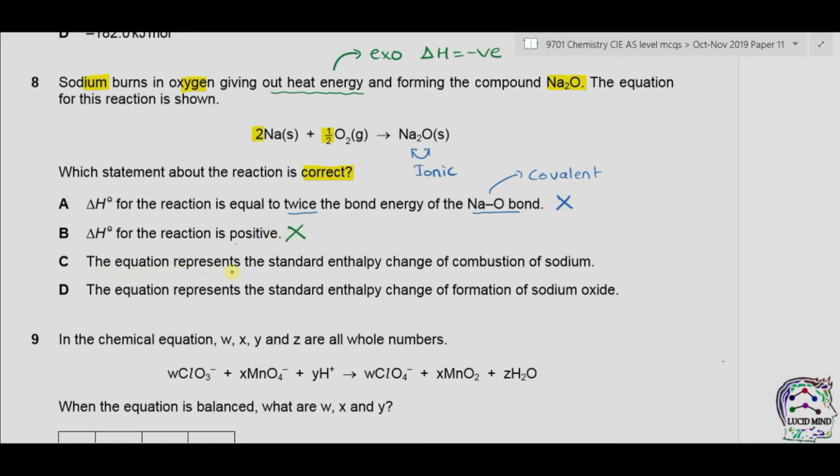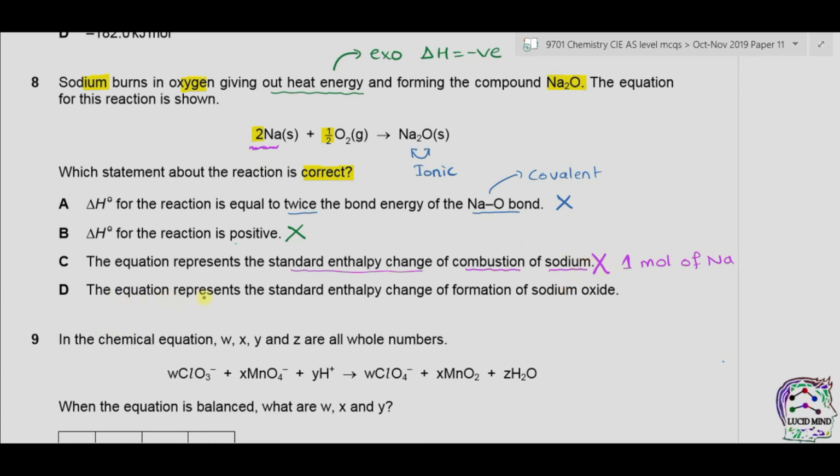C. The equation represents the standard enthalpy change of combustion of sodium. Now for combustion of sodium, the standard enthalpy change will be defined as when 1 mole of sodium is burnt in excess oxygen to form sodium oxide. As in this equation we can see that 2 moles of sodium are used, so therefore C is incorrect.